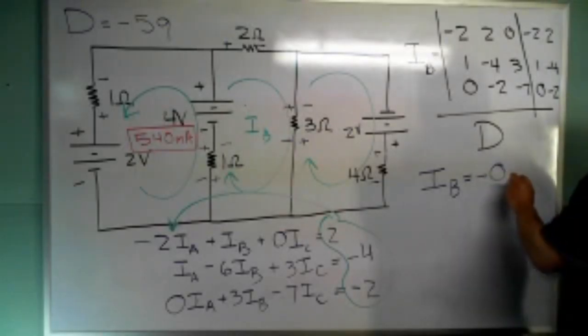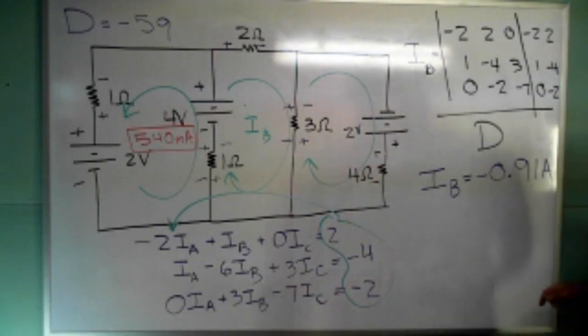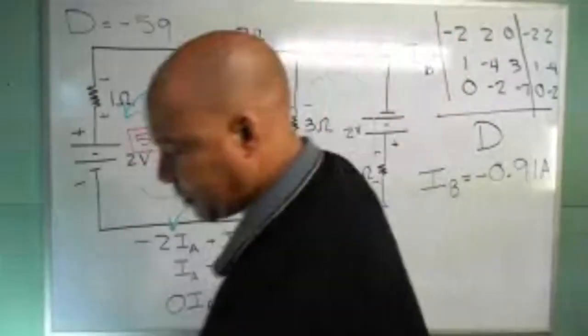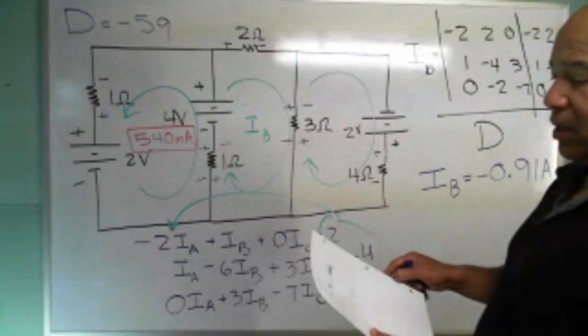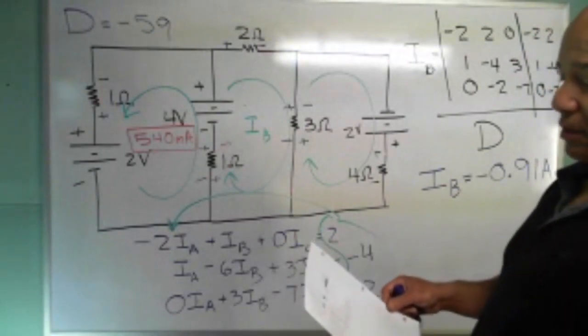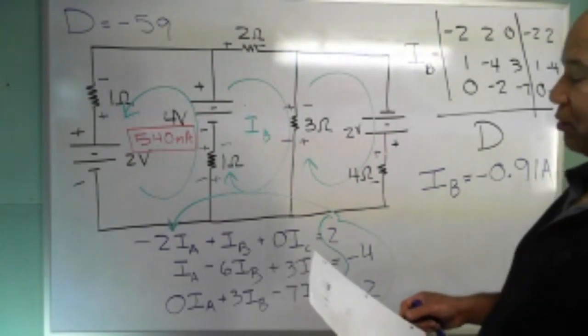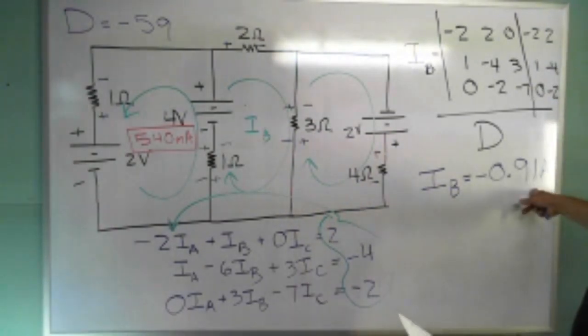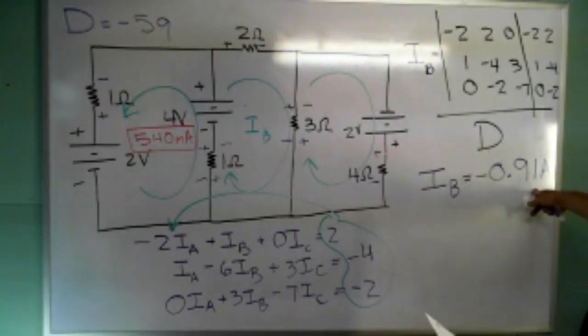Negative 0.91. Negative 0.91. Is that what you said? Yes. All right, let me see what he got. This is IB. He got a positive 0.92. So double check this, make sure it's negative. He could be wrong though, but I'm wondering if anybody else got a positive.